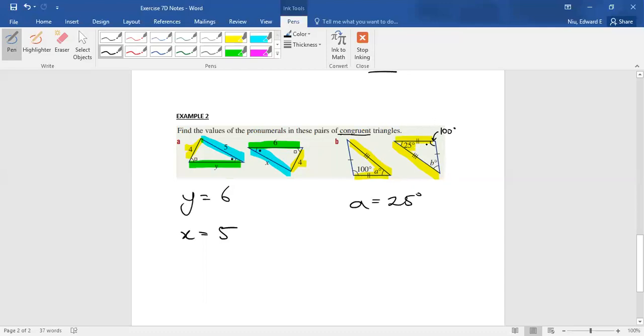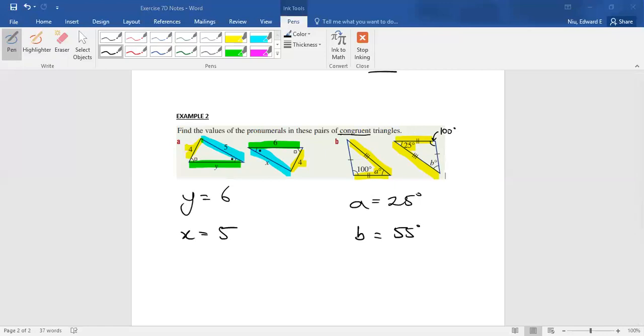So 125 plus what number gets us 180 degrees? In other words, what's 180 take away 125? If you said 55, you are spot on. Okay, because 125 plus 55 gets us 180 degrees. So I hope that sort of makes sense.